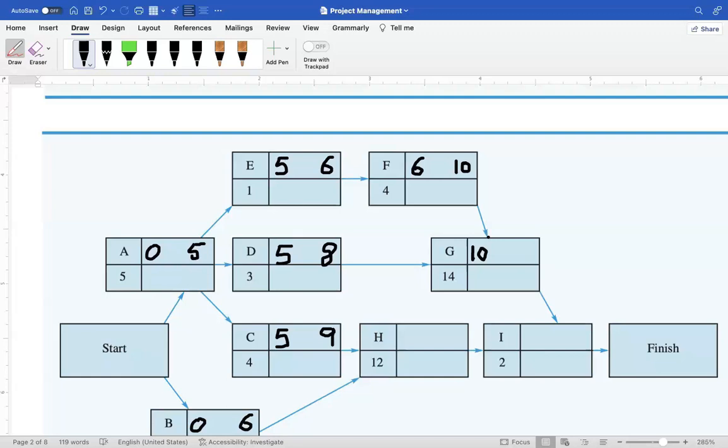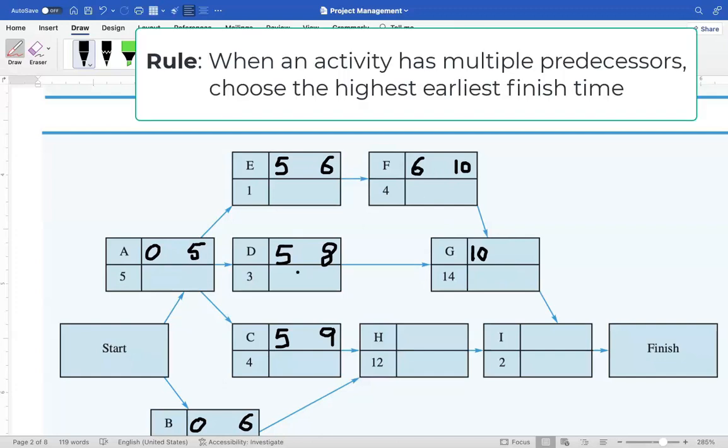So remember this rule. Whenever an activity is emanating from two activities or multiple activities, we will choose the bigger number. So here we had two options. We had one option 10 and the other option is 8. And which one is bigger? 10. So we will move 10 here.